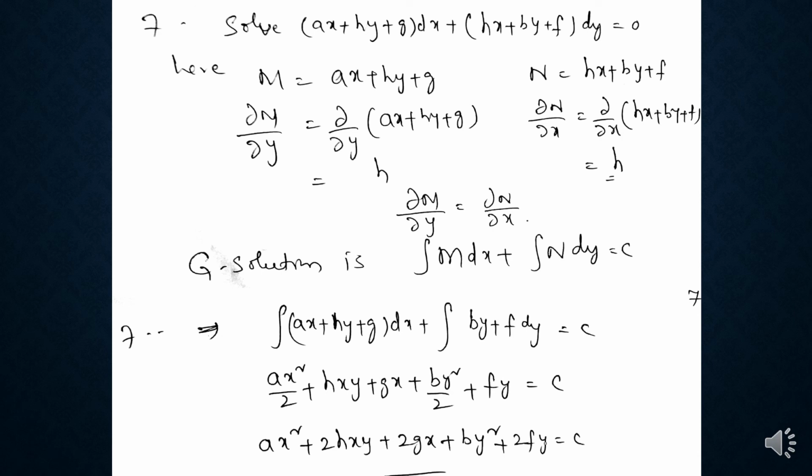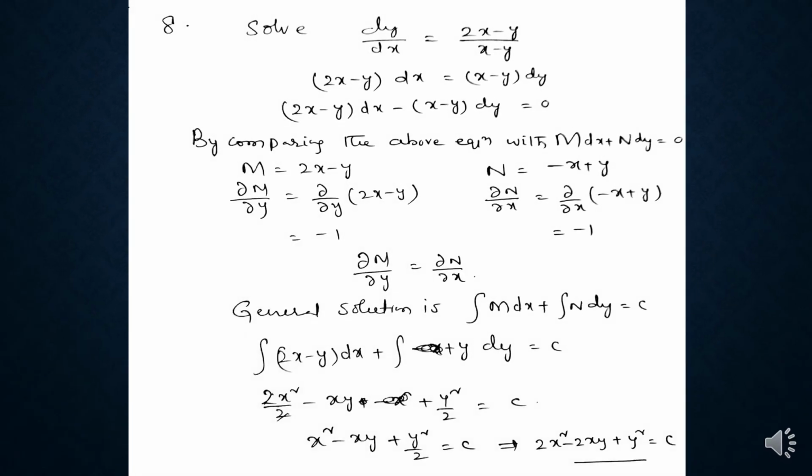Next problem. Solve dy/dx = (2x - y)/(x - y).